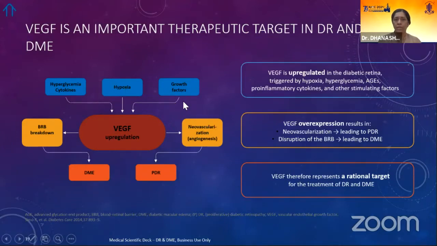So VEGF is an important therapeutic target because VEGF is driven by hyperglycemia, by hypoxia, and by various other growth factors. And there has been seen to be overexpression of VEGF in diabetes as well as in both diabetic retinopathy as well as in DME. And therefore, VEGF represents a rational target for treatment of diabetic retinopathy as well as DME.